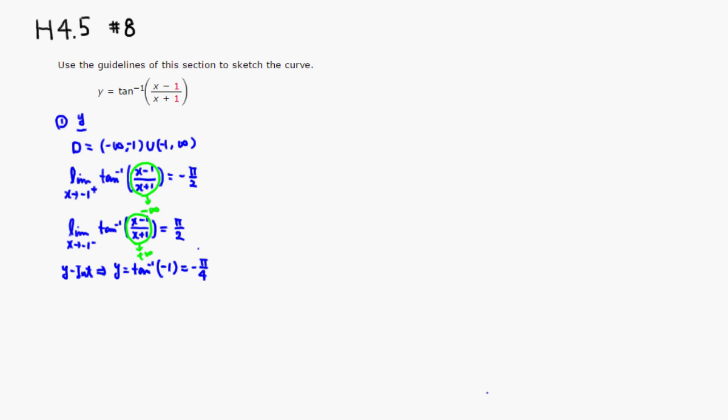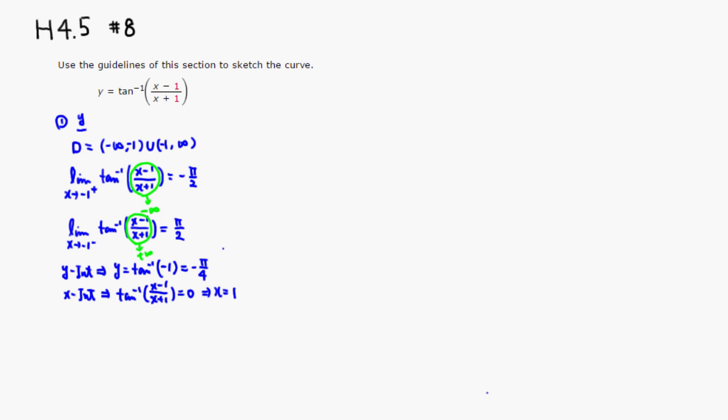And then the x-intercept: we're going to set y equal to 0. So we set arctangent of (x minus 1) over (x plus 1) equals 0. Alright, in order to make arctangent 0, the angle has to be equal to 0. So x has to be 1. So here, x equals 1. Alright, and I think that's all we can do.